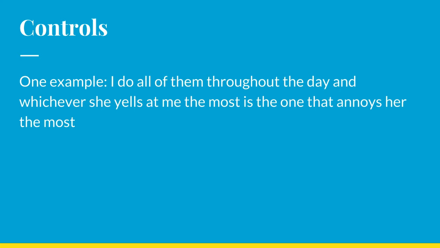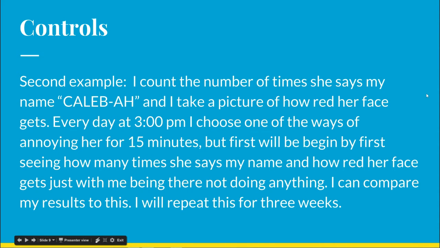Okay, pretty straightforward, right? But I think there are some flaws in this example because she could maybe, at the end of the day, after me annoying her all day, be extra angry and yell at me extra loud, and that affects how convincing my argument is that whatever I did at the end of the day is the most annoying. It's affected by the fact that I annoyed her all throughout the day. Okay, so think about this.